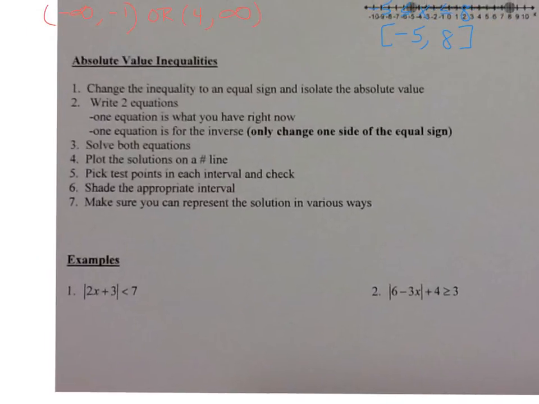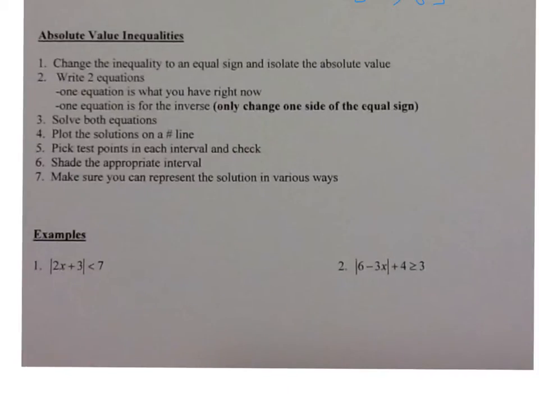All right, so let's take a look at the absolute value inequalities to solve. So this is very similar to the equations, except that when we're done, we have to put it on the number line. All right, so what I want you to do is change the inequality to an equal sign. And like we did before, you're going to isolate the absolute value. So this is the same. You're going to write two equations. This is the same as yesterday. We're going to solve both equations just like yesterday.